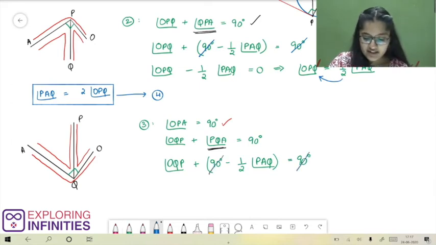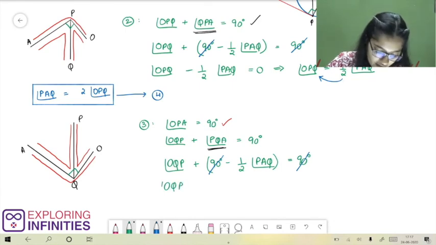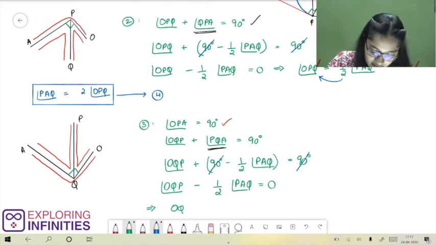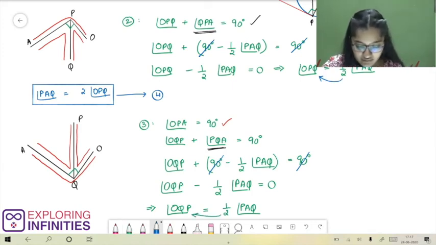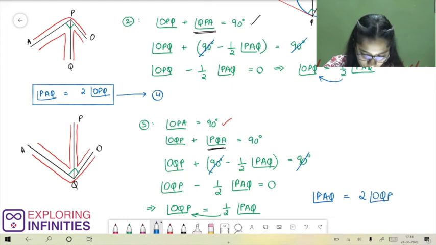Again, we can cancel 90 on both sides and get angle OQP minus half of angle PAQ is equal to 0. That implies angle OQP is equal to half of angle PAQ. And on cross multiplying and taking 2 to the other side, we will obtain our fifth equation, which is angle PAQ is equal to 2 times of angle OQP.